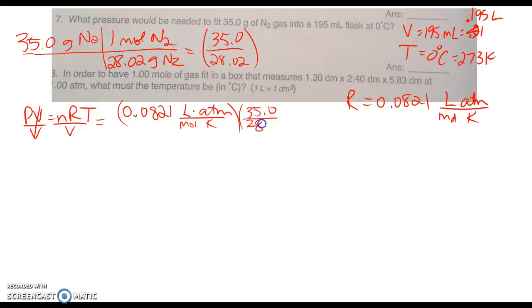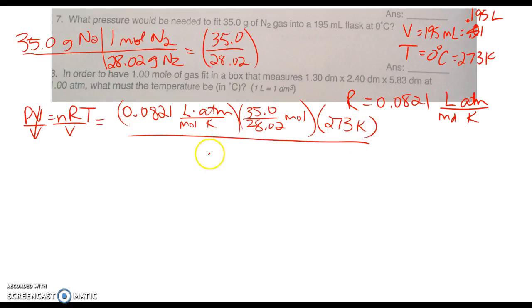35.0 divided by this, that's my moles, isn't it, of nitrogen gas. My temperature is 273. I'm dividing by my volume, which is 0.195 liters. So let's put that into our calculator. 0.0821 times this fraction, I'll just put it in parentheses. Alright, so moles times 273 and divided by 0.195.